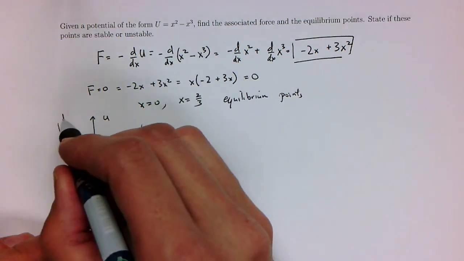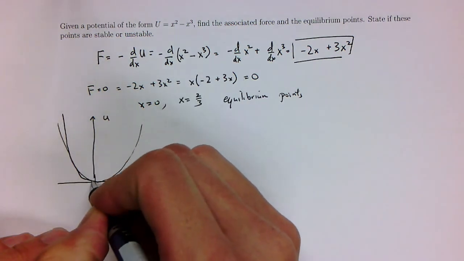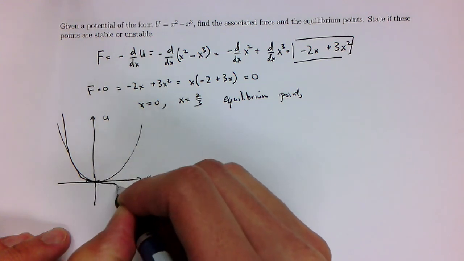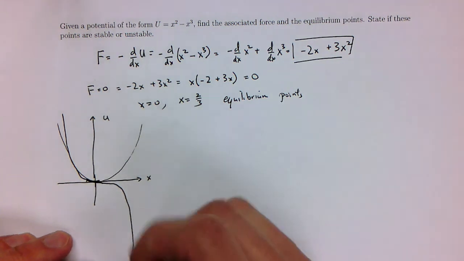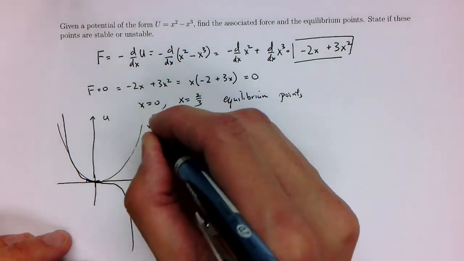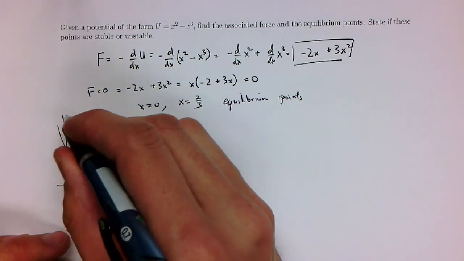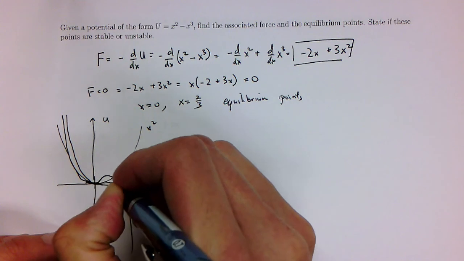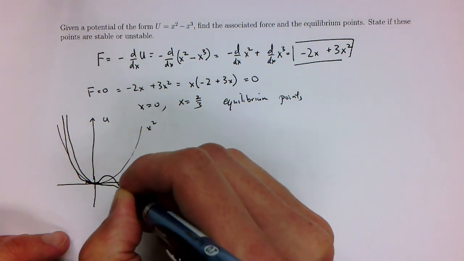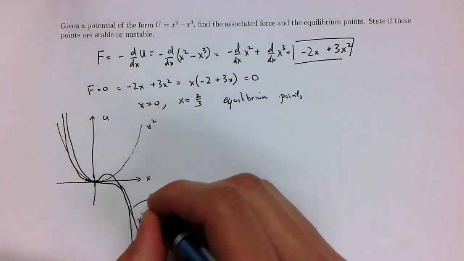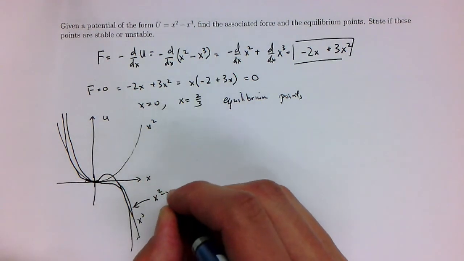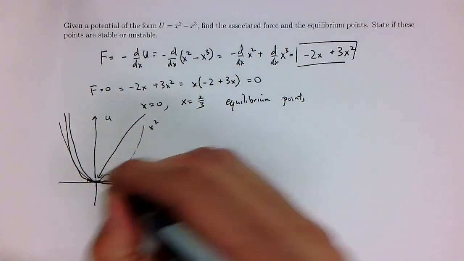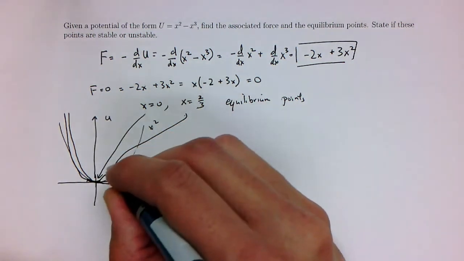So that's going to be steep coming in, then flat there, and it's going to go very steeply at the end like that. That's x cubed. And if you draw the two together, it looks something like this. It rises up and then goes back down again. This is x squared minus x cubed. And so the two equilibrium points: x equals 0 is one of them right there, and x equals 2/3 is the other one right there.